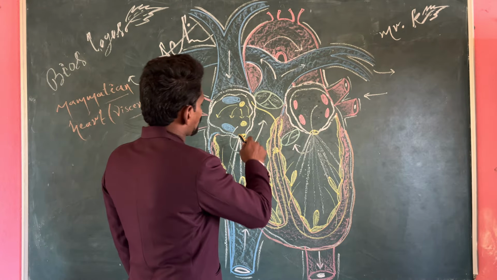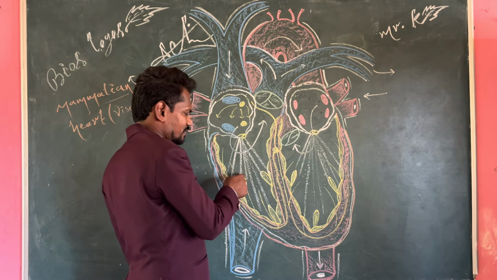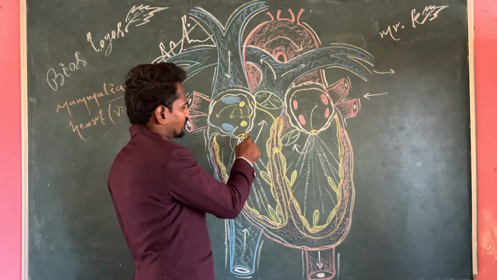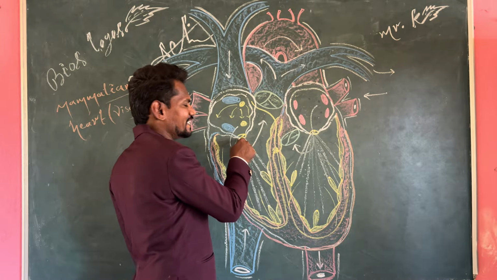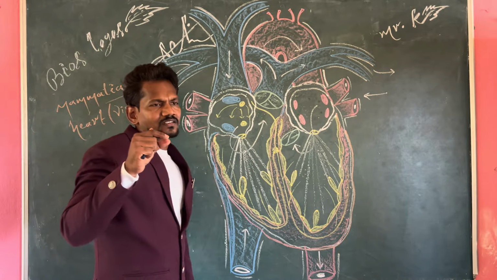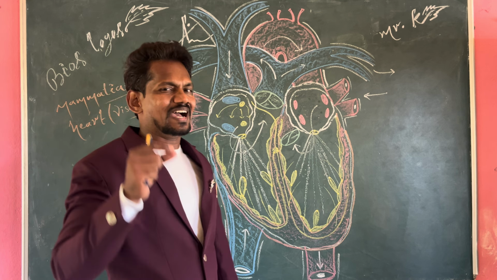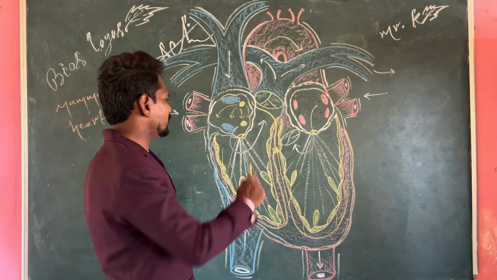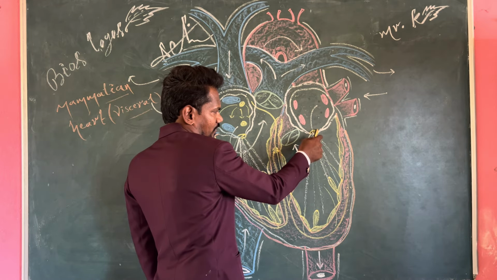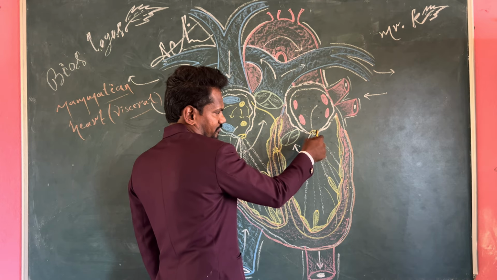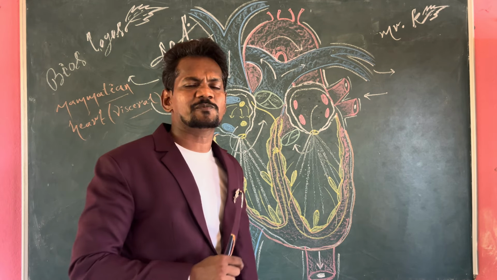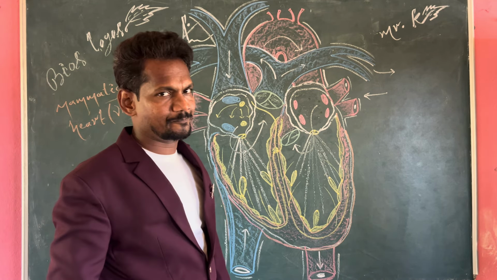Here, between the right atrium and right ventricle, there is a valve. This valve is known as the tricuspid valve. The valve is located exactly in the valve orifice. Then coming to the left atrium and left ventricle, in the opening between them, one more orifice, a valve is located, called the bicuspid valve or mitral valve.